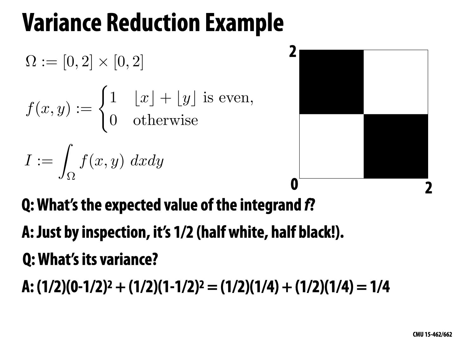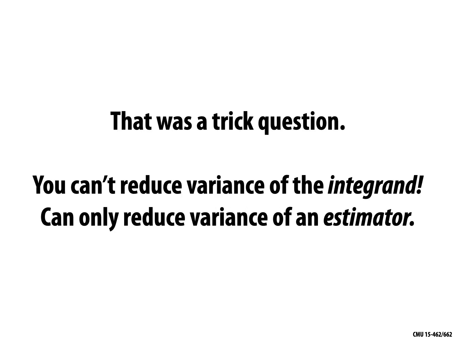Okay, here's the critical question. The variance is 1/4. What can we do to reduce the variance of this function? Right, we want to make smoother, better images. How can we reduce the variance? Variance is bad, we want to reduce it. What can we do? Okay, and the answer is, that was actually a trick question.